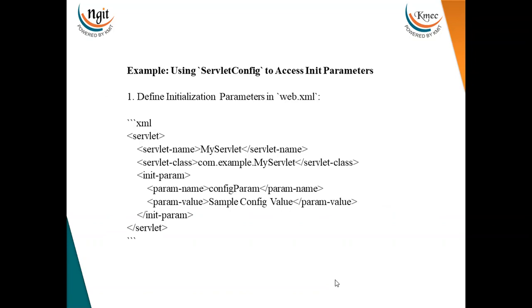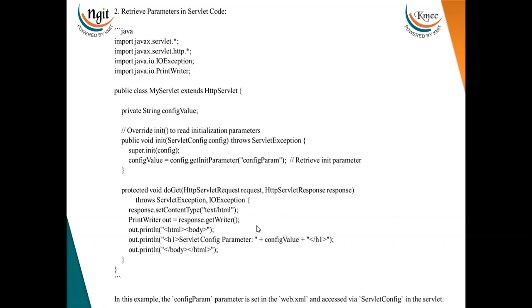And here is an example which helps you to know how to access init parameters. First, we are going to define initialization parameters in web.xml. Here in web.xml, we have defined in the servlet the servlet name, servlet class, and init parameters, like the parameter names, configuration parameters, and parameter values. So in web.xml we have given all the initialization parameters.